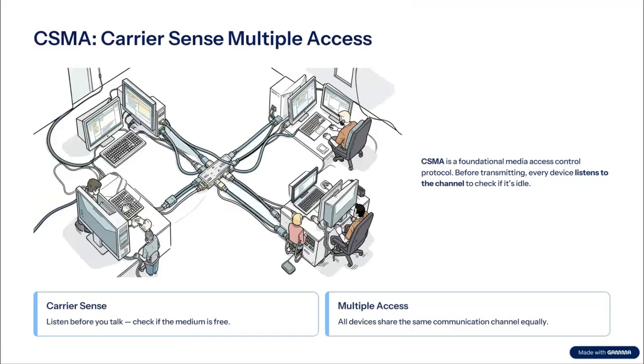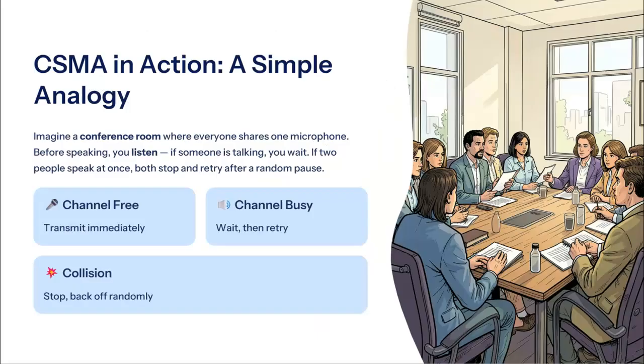CSMA, which stands for Carrier Sense Multiple Access. This is a foundational rule for sharing network media. Simply speaking, before a device tries to send any data, it listens to the channel to see if anyone else is using it. Listen before you talk. That's the key takeaway to understand CSMA.